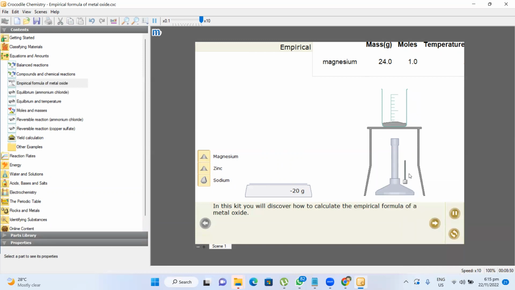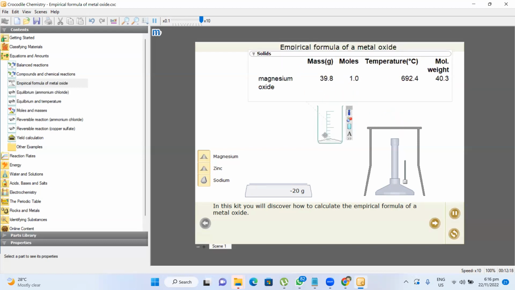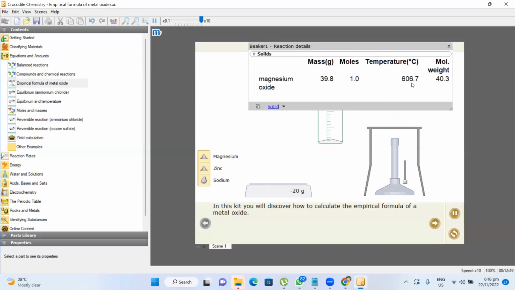So what should happen if I increase the temperature? Here I have pure magnesium. If I increase the temperature, any idea? Lakshaya, you are in a higher grade. Can you tell me what will happen if I increase the temperature? No idea. Okay, see that. Here you have magnesium, so let me increase the temperature. And you can see at a certain temperature, it burns, right? When the temperature is very high, around 500, it burns.